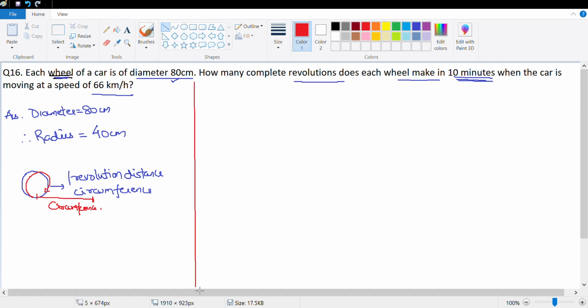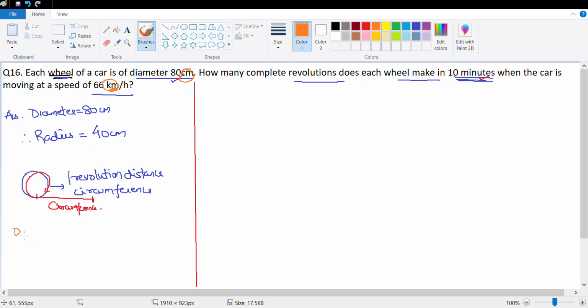So we need to figure out how many such revolutions would happen, which means we need to first figure out, number one, the circumference of this wheel. Number two, what is the total distance traveled, and that will tell us the number of revolutions. Perfect. So distance traveled in 60 minutes is 66 kilometer. This is given in centimeter, this is given in kilometer. Let's convert everything into one unit. So let's first convert kilometer into meter.